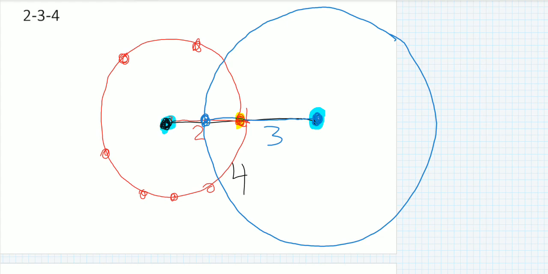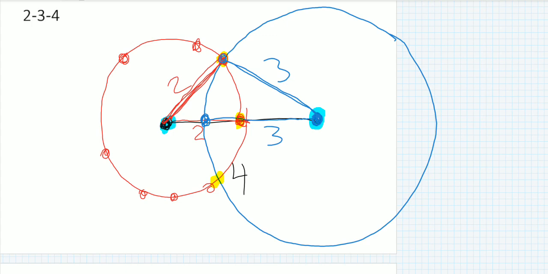Now, if you see here, something different happened. The two circles intersected right here and right here. What that means is that the two line segments will touch there. So if I draw them, the red one right there is going to be the 2, and then if I draw this blue one, that right there is going to be the 3.